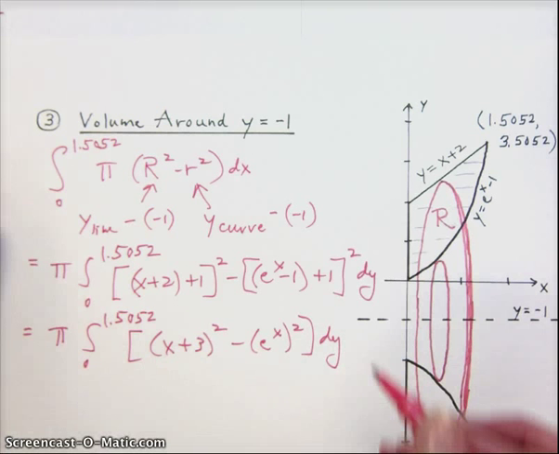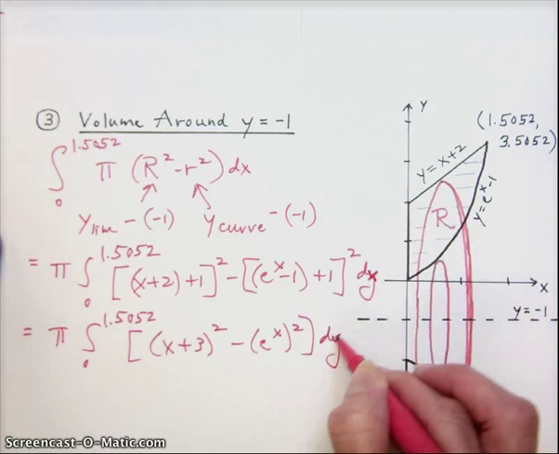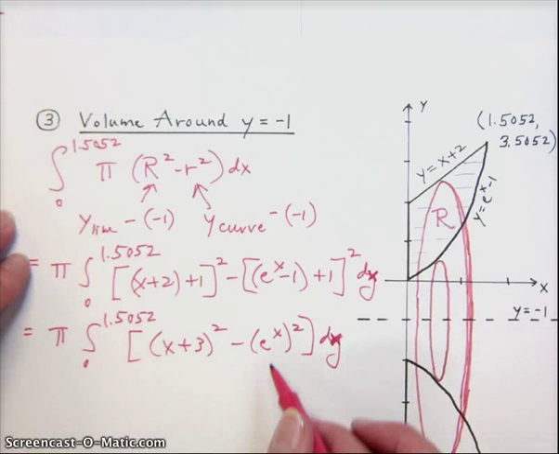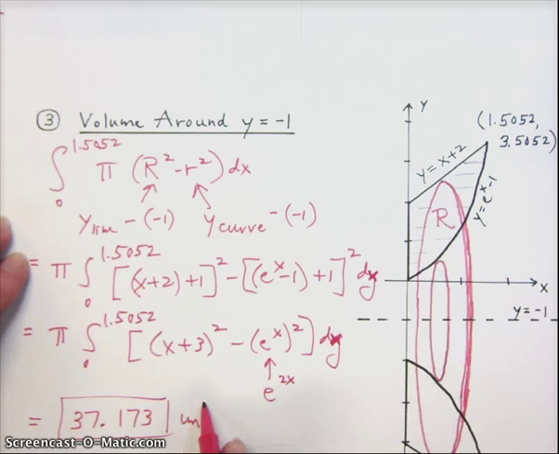I'm sorry, that's a dx in both cases. Let's make sure we have that dx. A little clarification there. Of course, the x's and the dx's have to match. When you put this in your calculator, you'll have e to the 2x would be easier to put in, and you will get 37.173. And of course, again, those are units cubed.